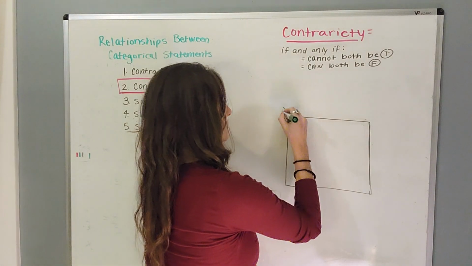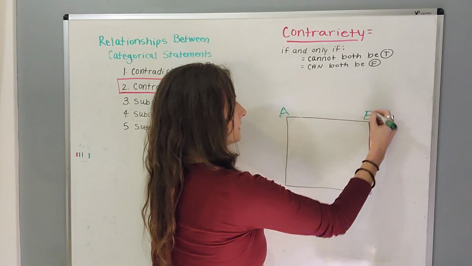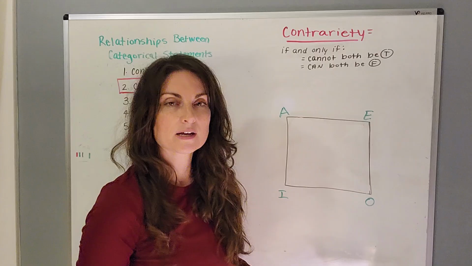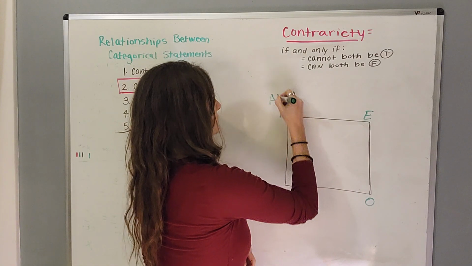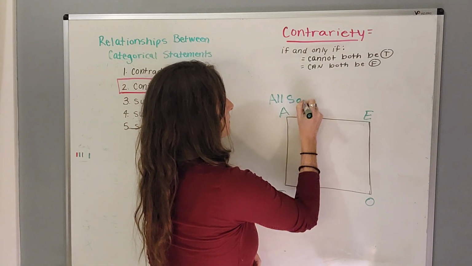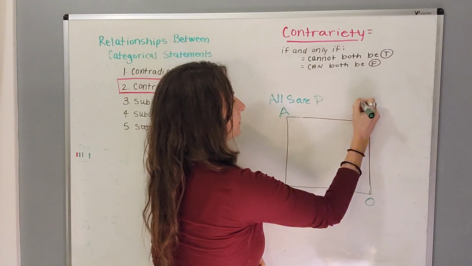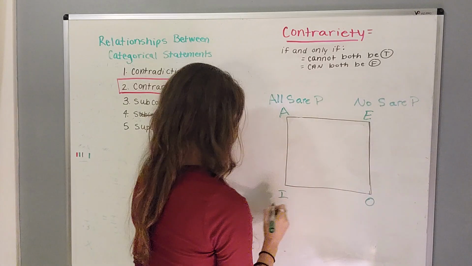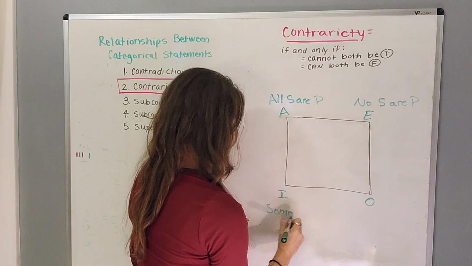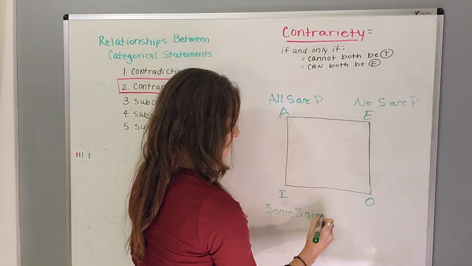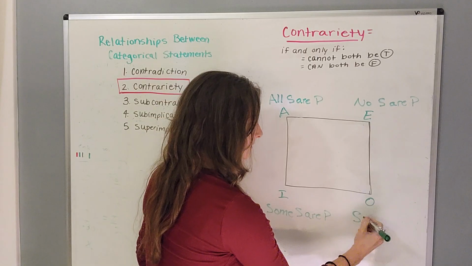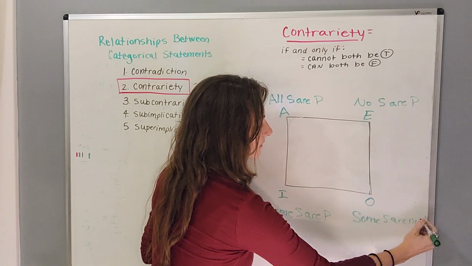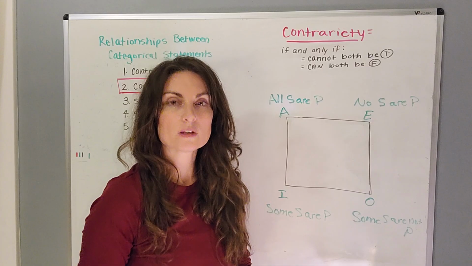So first, we're going to fill in the square of opposition. First is the letters A, E, I, O. Now the statements. All S are P. No S are P. Some S are P. Some S are not P.